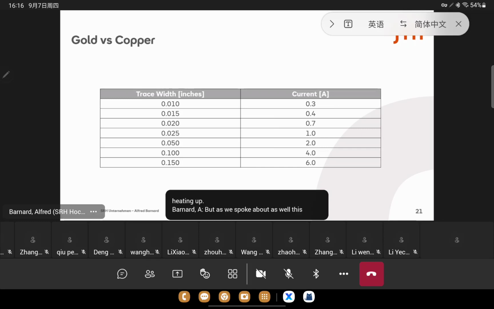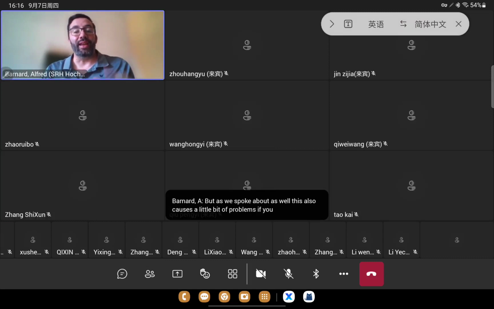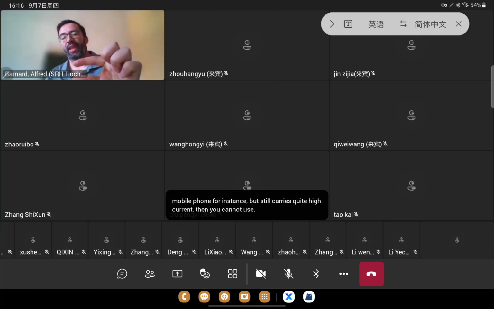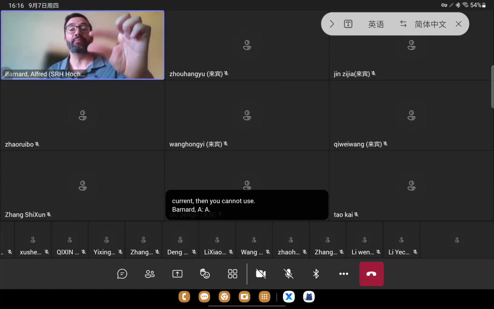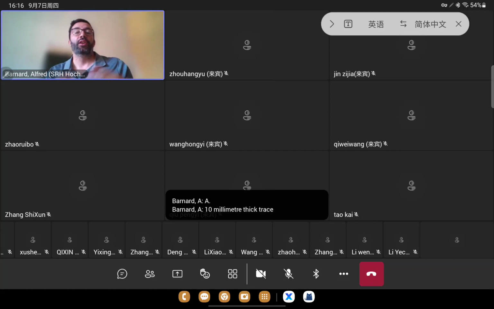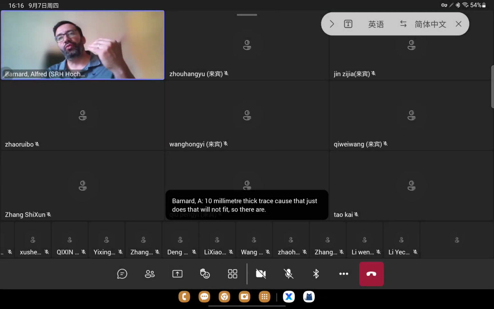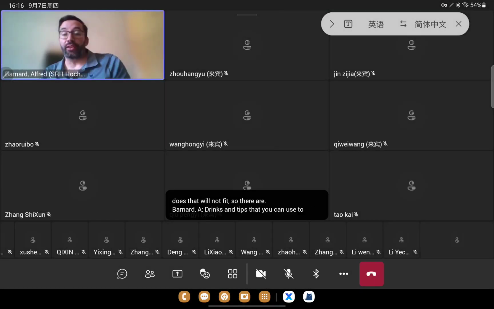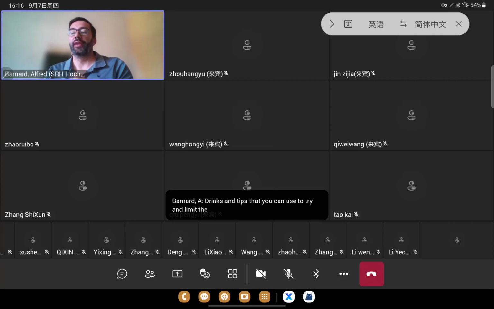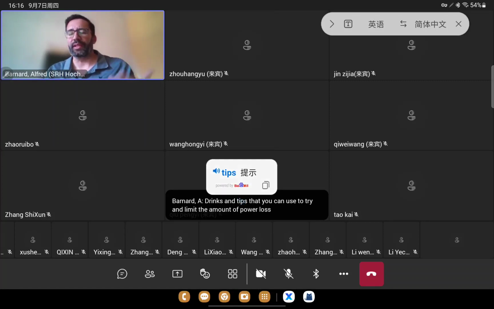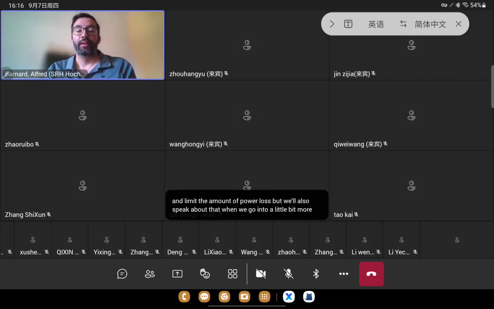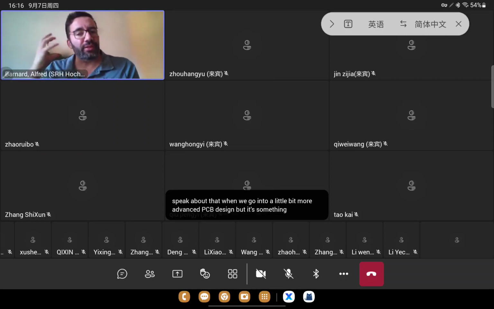But as we spoke about as well, this also causes a little bit of problems. If you have to create a very small printed circuit board that fits inside of a mobile phone, for instance, but still carries quite high current, then you cannot use a 10 millimeter thick trace, because that will not fit. So there are tricks and tips that you can use to try and limit the amount of power loss. But we'll speak about that when we go into more advanced PCB design. It's something you have to keep in the back of your head.